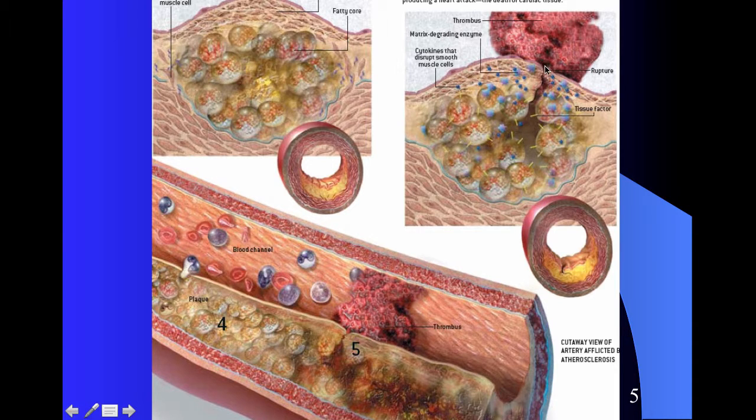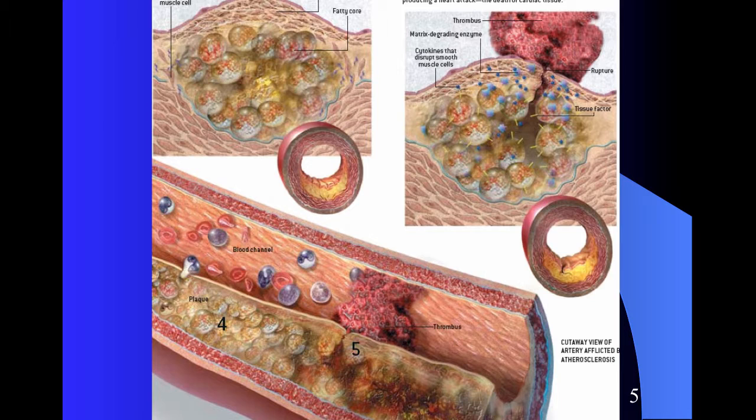And when that breaks, cells from under here are exposed to platelets. And so if this occurs, a clot can form. These are platelet cells right here, and a thrombus means a clot. So plaque rupture leads to clotting, and the clot can remain on site and block the blood flow, which can cause a heart attack, or the clot can dislodge and block blood flow elsewhere in the body.